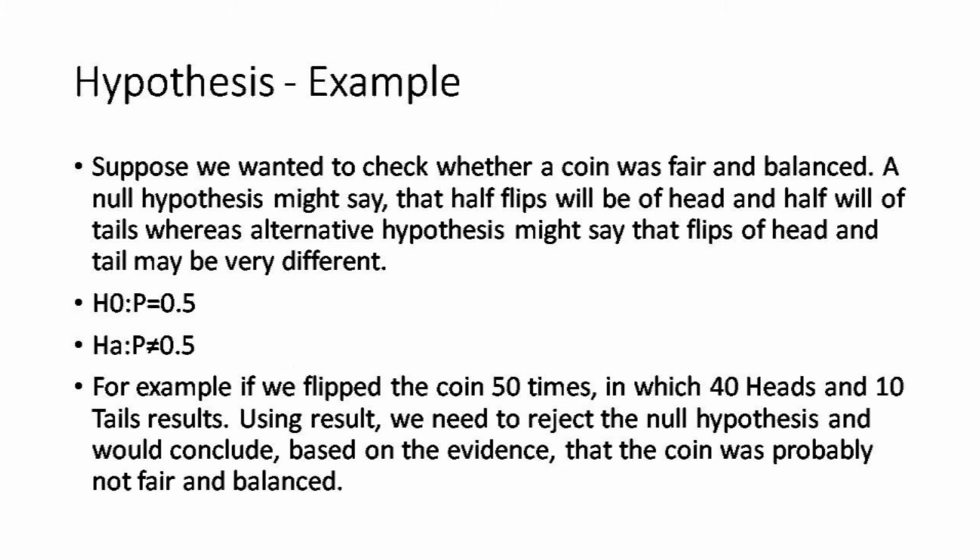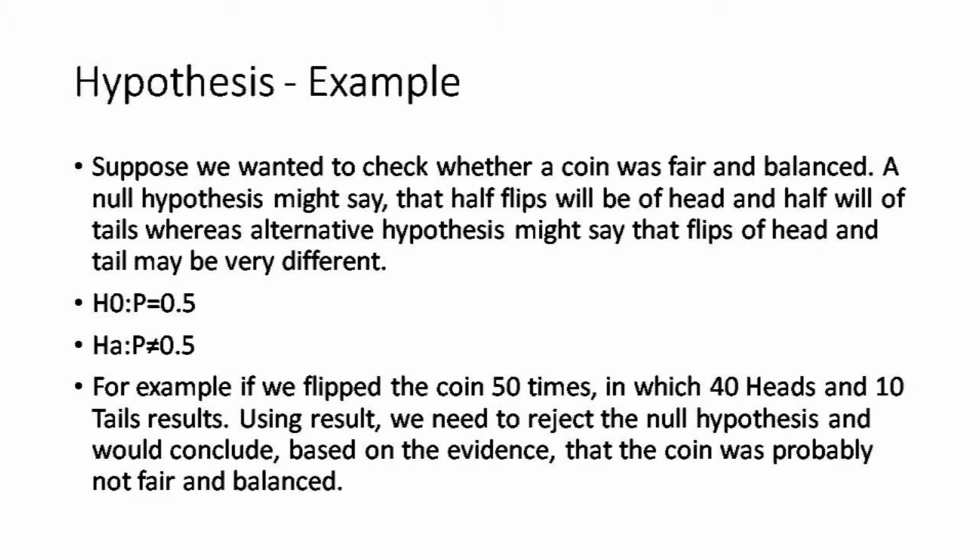So, for example, suppose we want to check whether a coin is fair and balanced or not. In this case, a null hypothesis might say that half of the flips will be heads and half will be tails. That is, the coin is fair. Whereas the alternative hypothesis might say that the flips of head and tail may be different.